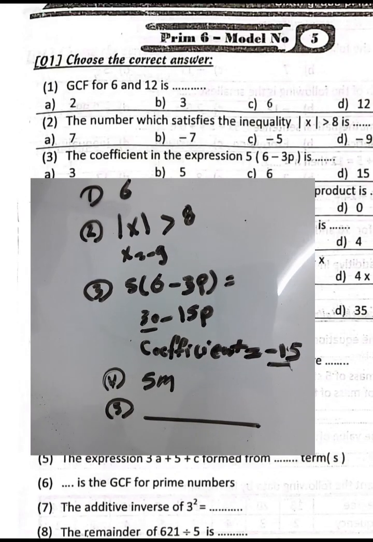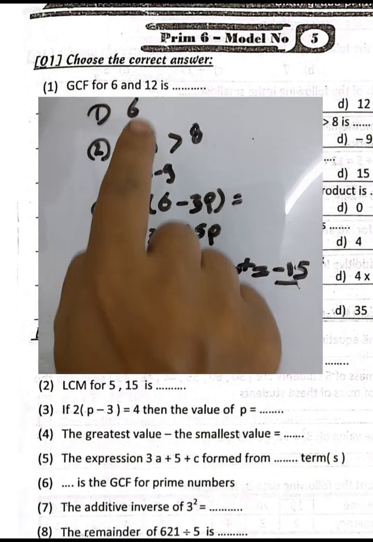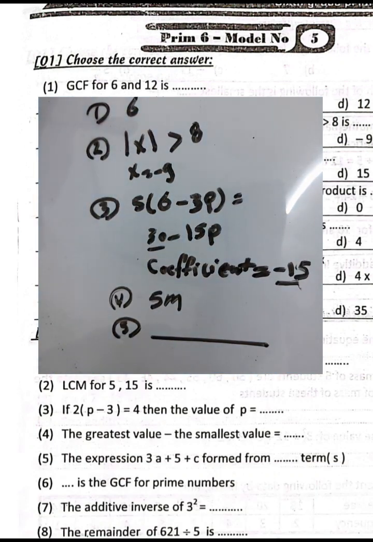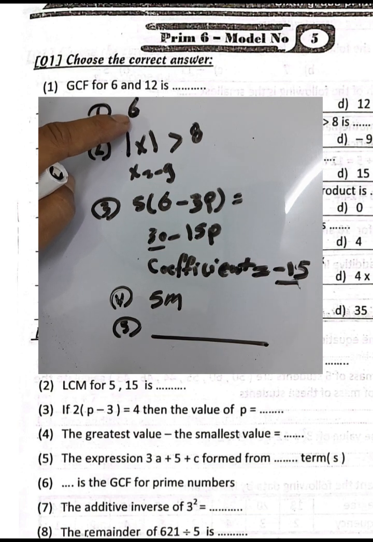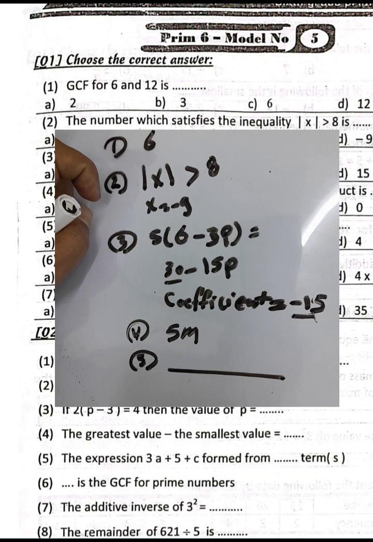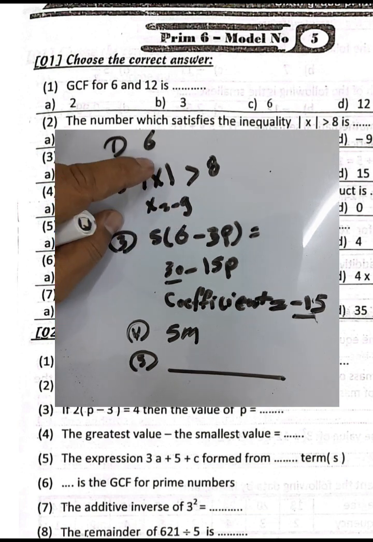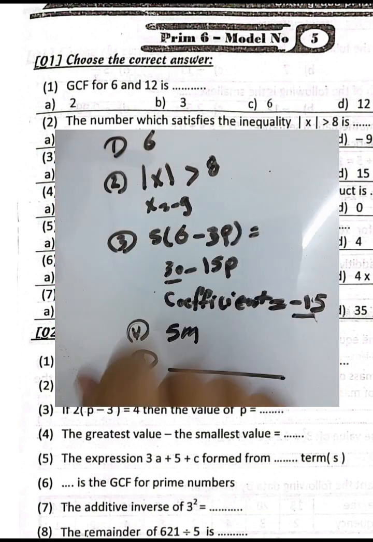About question number 1, the greatest common factor of 6 and 12 will be 6, because 12 we can divide by 6. Then 6 is the greatest common factor, and the least common multiple between them will be 12. Question number 2, the number which satisfies the inequality absolute value of x greater than 8, then x here will be negative 9, because the absolute value of negative 9 will be 9, greater than 8.